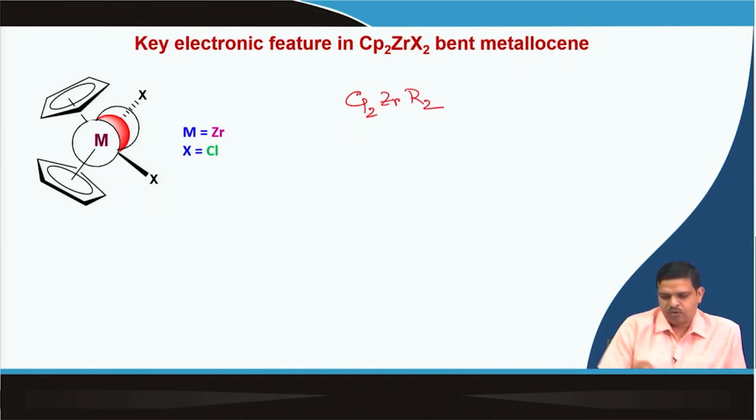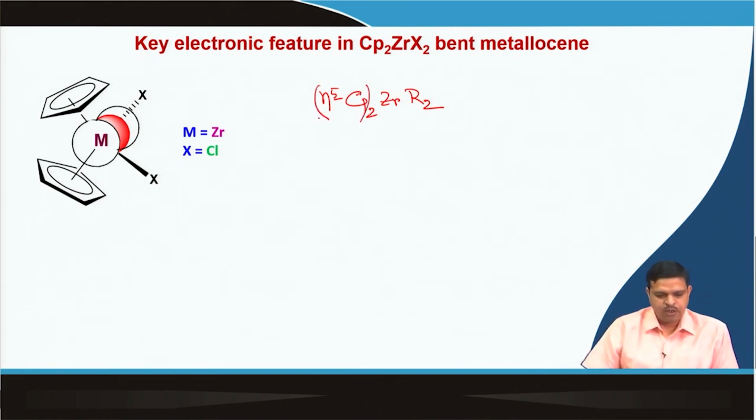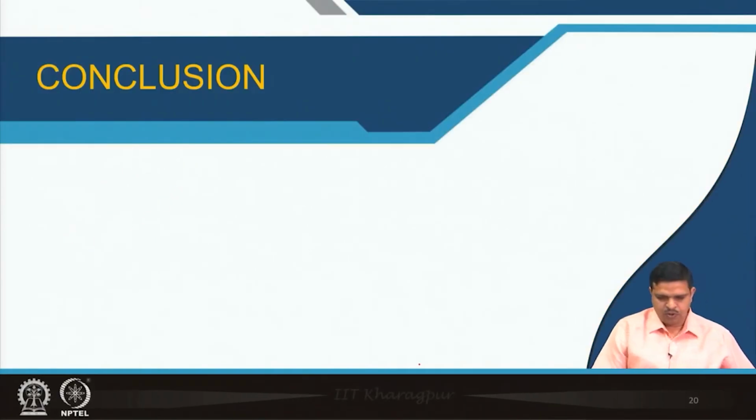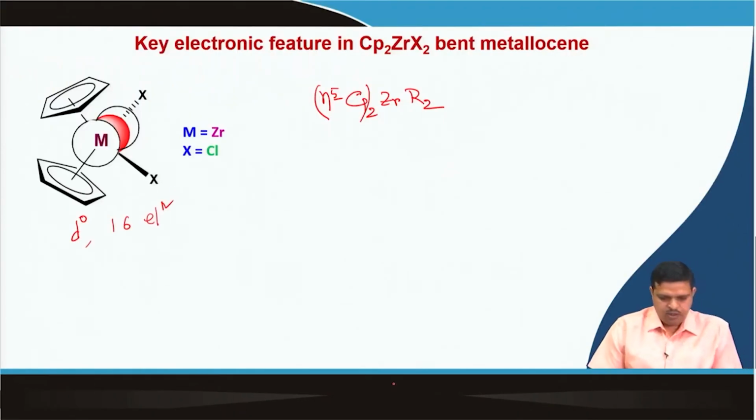Okay. So, students, here Cp means eta 5. When I do not write anything, it is actually the eta 5. Now, here you will see what scenario will fall here. So, here it is again a D0, 16 electron system.